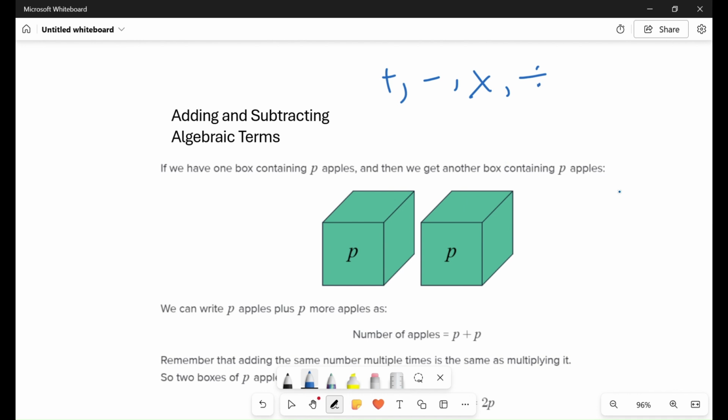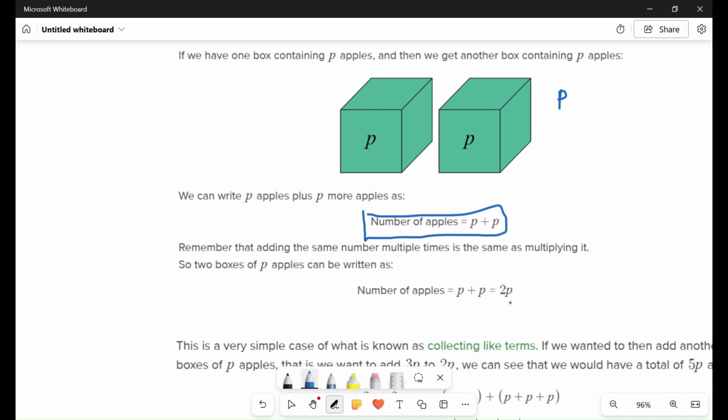Okay, so let's start. If we have one box containing p apples, and then another box containing p apples, which means both of these boxes have the same amount of apples. So how many apples do we have in total? Well, we don't know how many apples are in there, but we represent the number of apples as p. So we do p plus p. Now that gives us 2p.